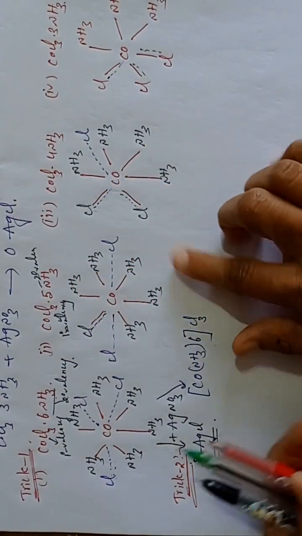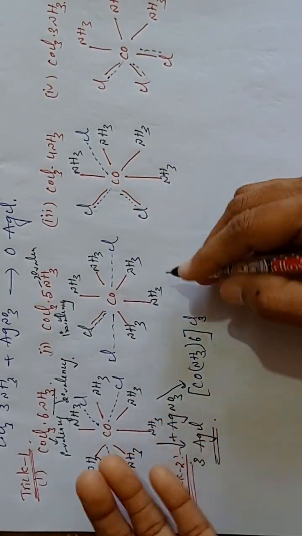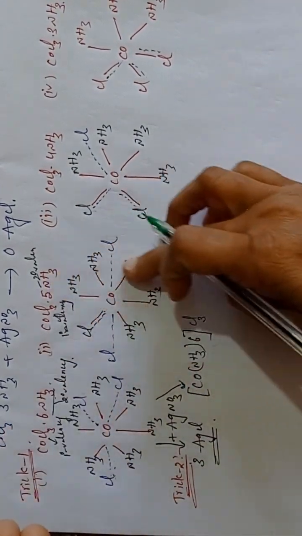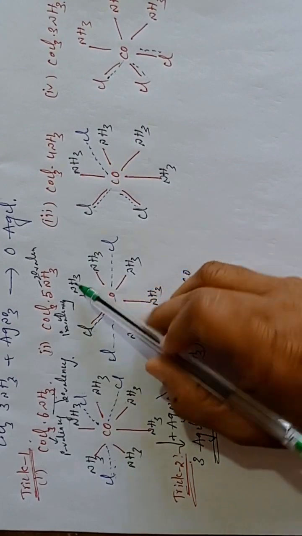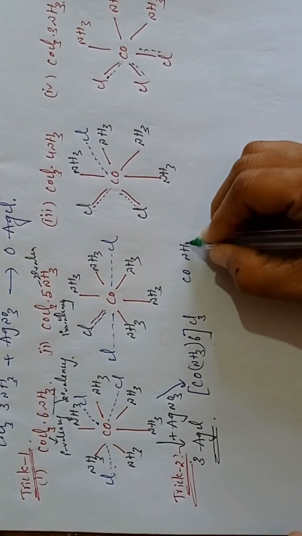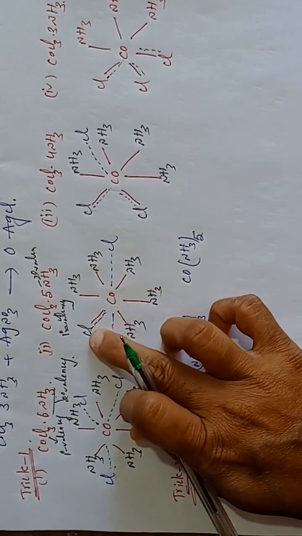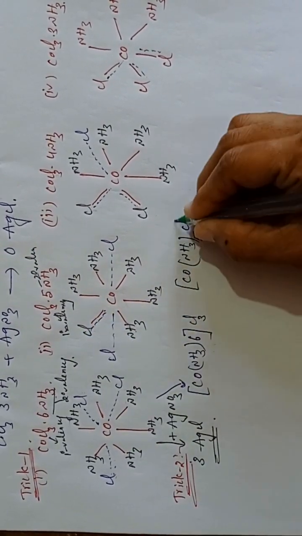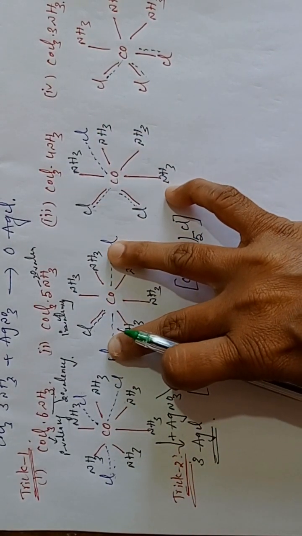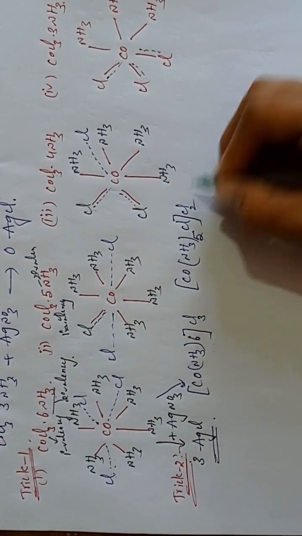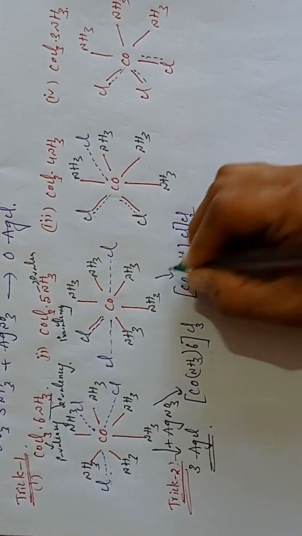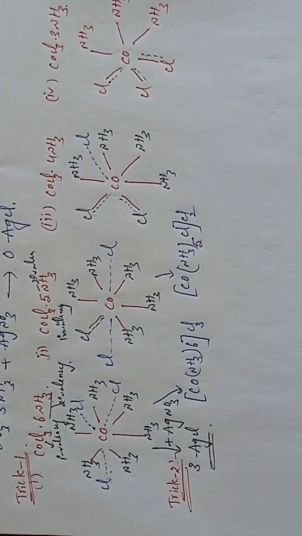Now second compound, see students, how to write the formula. Cobalt is the central atom. Now see students, how many NH3s are there inside the coordination zone? 1, 2, 3, 4, 5 only. So Co, NH3 5, and one more bond is chlorine. It is also acting as a secondary valency. The remaining 2 chlorines are present outside the coordination zone. So those 2 chlorines you have to take outside the square bracket. Understanding? So this is the second compound formula.